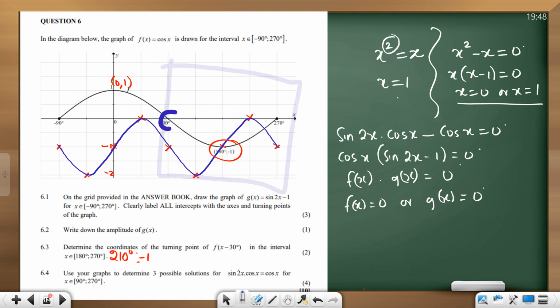So what are we looking at? 90 and 270. Those are the best options. So I have 90 degrees and 270 degrees. What about g of x? It was 45, 135, 225, right?